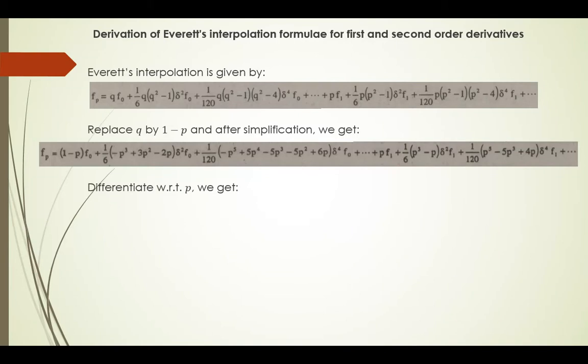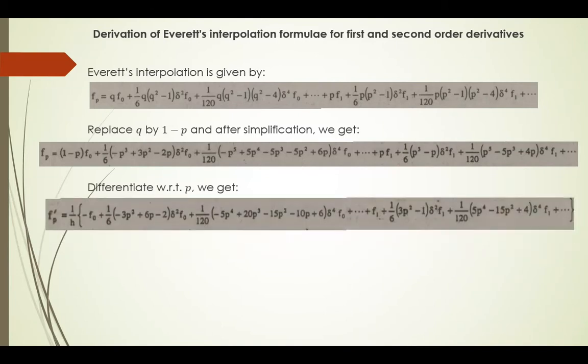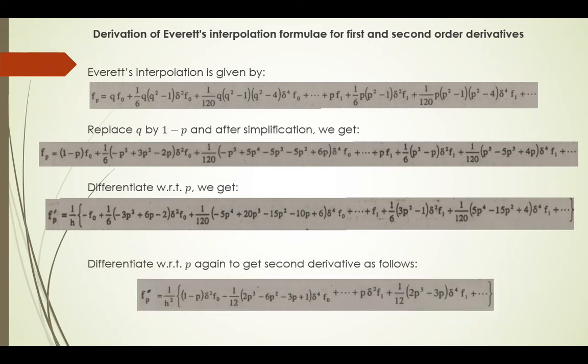Now differentiate this function with respect to p to get the first derivative, and then differentiate this first derivative with respect to p to get the second derivative. So that is the formula for first derivative, and this is the formula for second derivative regarding Everett's interpolation formula.